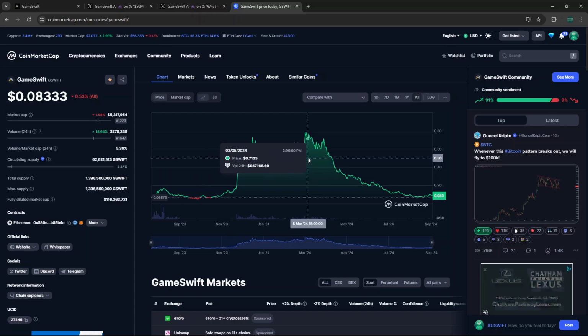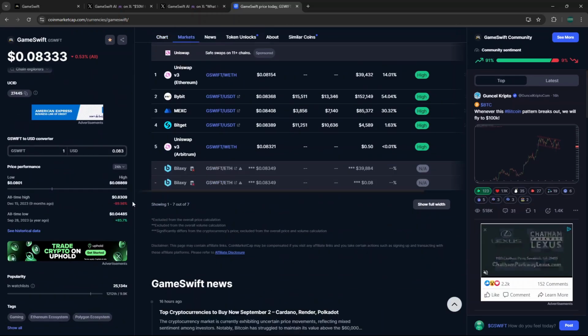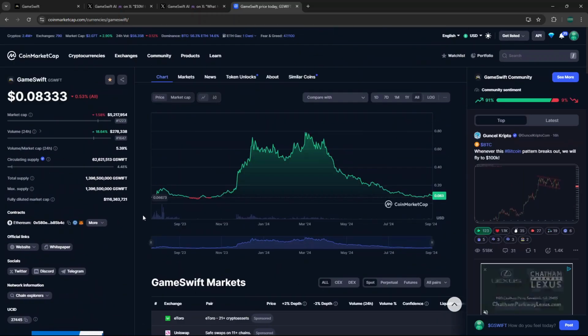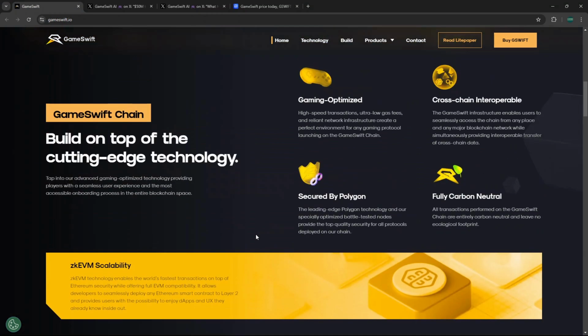I was saying this even when GameSwift got up to, I think, 83 cents, the all-time high for GameSwift this cycle. I was telling you guys this is a project that is going to shock a lot of people because it really has the makings of the up-and-coming Immutable X of the cycle, with all the partnerships, AI, gaming. They obviously have their testnet that is live. They said their mainnet is ready.